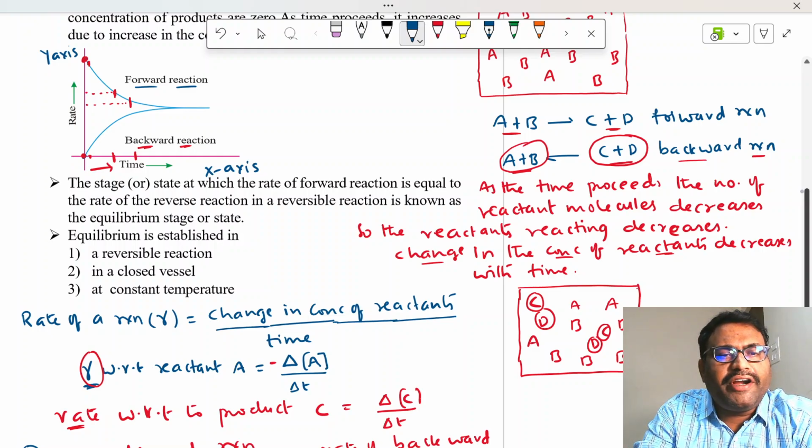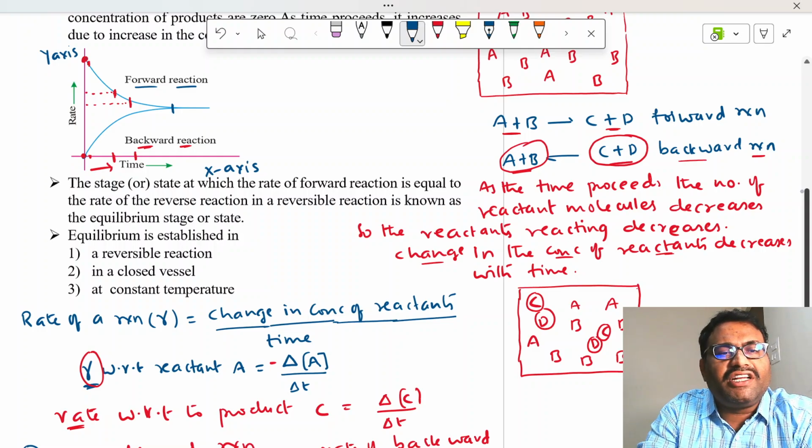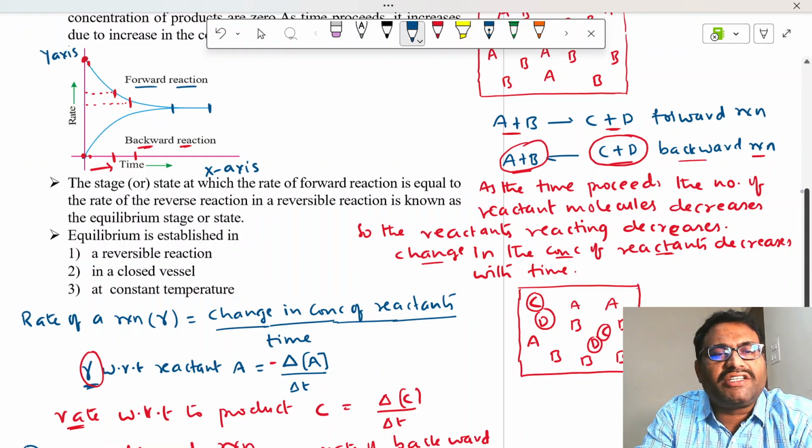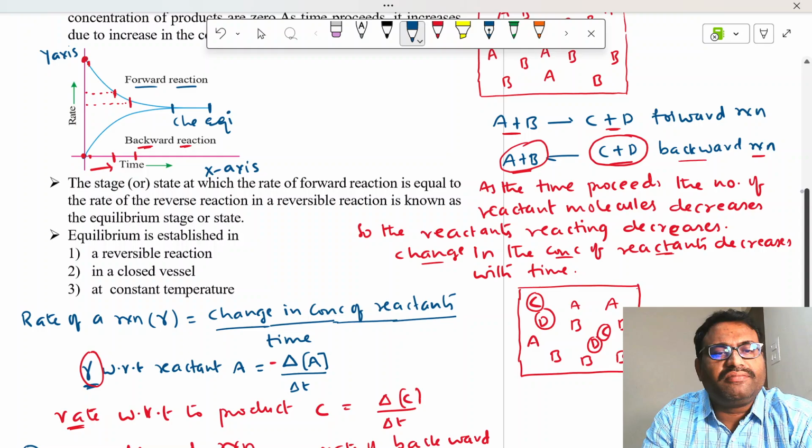At this point, you see, the rate of forward reaction is equal to the rate of backward reaction. From here onward, the rate of forward reaction is equal to the rate of backward reaction, and this region I can mention as chemical equilibrium. Understood? Right?